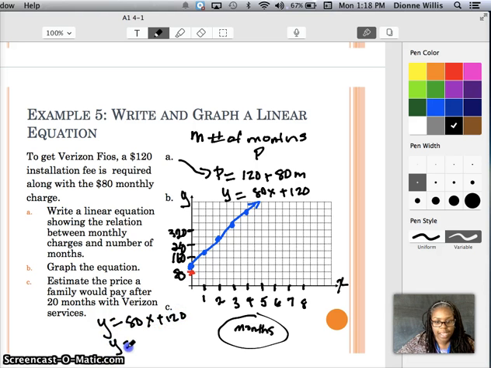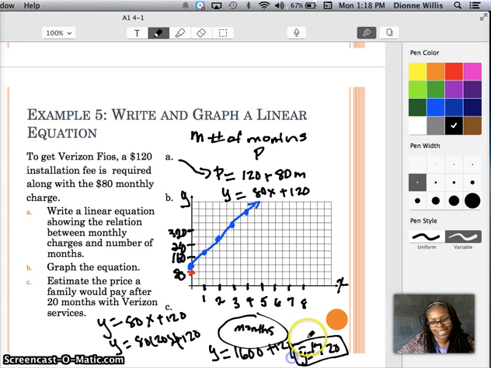So I'm looking for y when x is 20. So after 20 months, remember x referred to months. And then I'm going to add 120 onto that. So this is how much I would pay Verizon had we as a family chosen to go with them. So 80 times 20 is going to be 1,600, and then I'm going to add 120 onto that. And so at the end of 20 months, I would have paid Verizon $1,720 for internet service. I think the phone was included, but we decided no way.